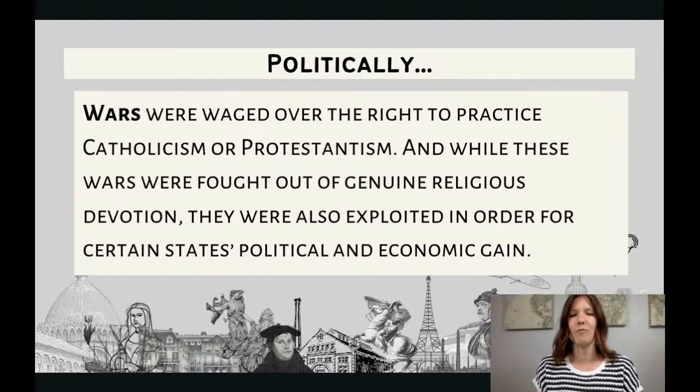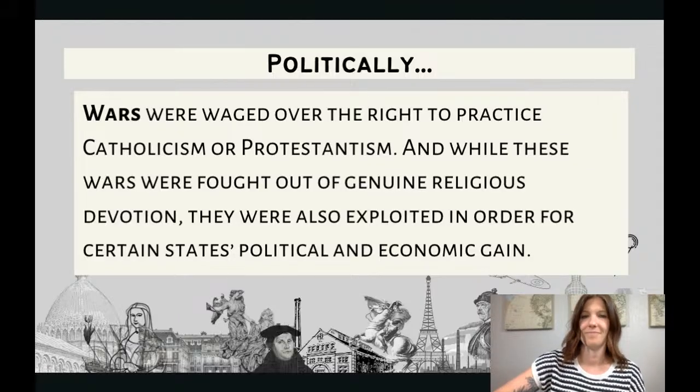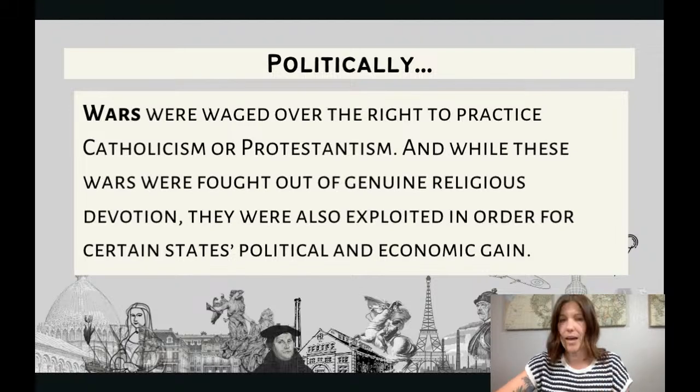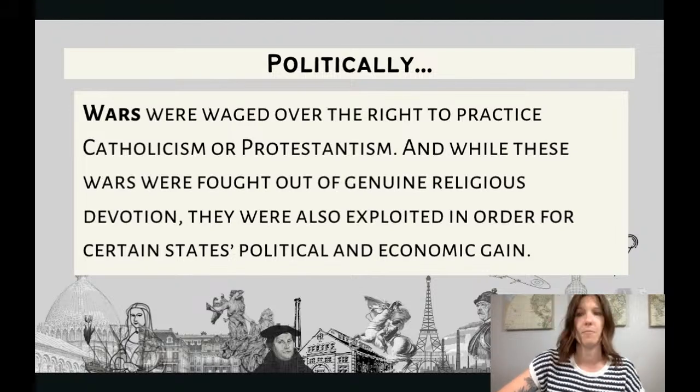Politically, wars were fought. Wars were waged over the right to practice Catholicism or Protestantism. And while some of these wars were fought out of genuine religious devotion, they were often exploited in order to gain political power or economic power. The 30 Years' War is a great example of that. It will probably show up on your AP test. Maybe not like a short answer question, but definitely multiple choice. They love the 30 Years' War, again, because it ends with that Peace of Westphalia, that marker date.